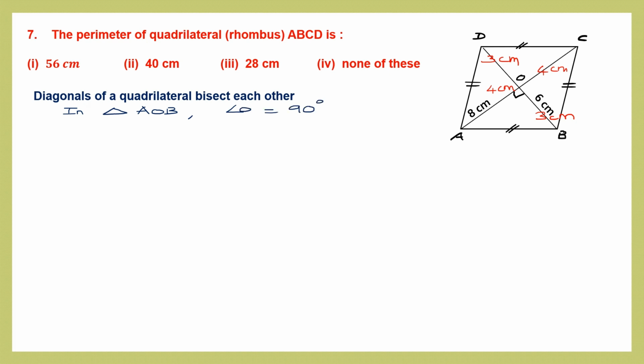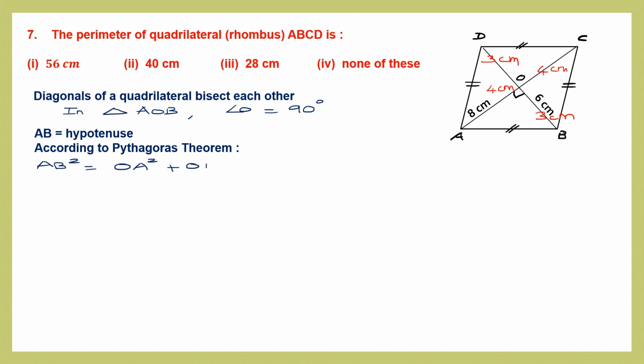Then in that case, the side that is opposite to the 90 degrees will be taken as the hypotenuse. Now AB is the side that is opposite angle 90 degrees. That means this is the hypotenuse. So we can say AB is the hypotenuse. Then to find AB, we can use the Pythagoras theorem. So according to the Pythagoras theorem, we can say AB square is equal to OA square plus OB square. So let's write that AB square, that is the hypotenuse square, is equal to OA square plus OB square.